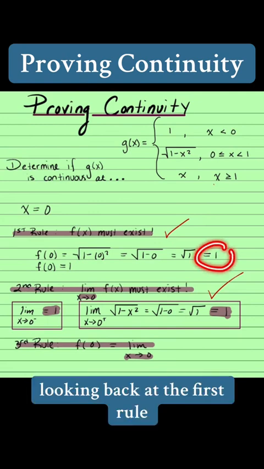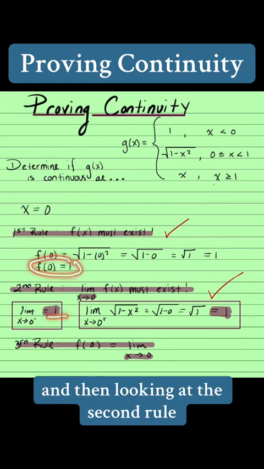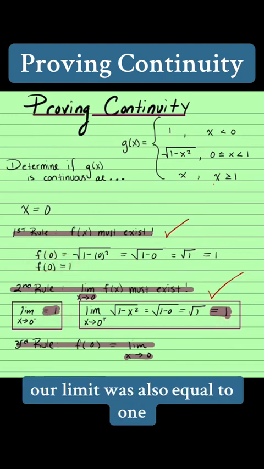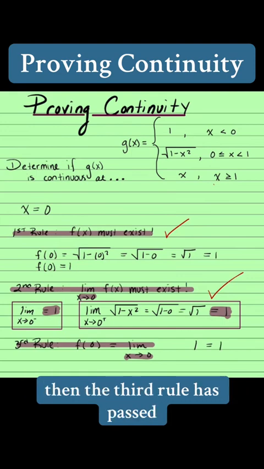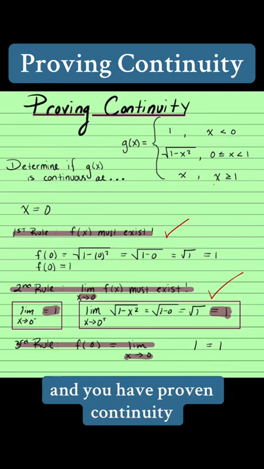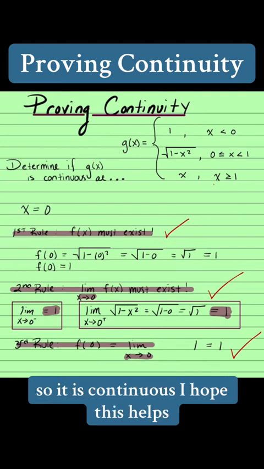Looking back at the first rule, f of 0 was equal to 1. And then looking at the second rule, our limit was also equal to 1. So we could say 1 equals 1. Now, if that's a true statement, then the third rule has passed and you have proven continuity, just like we did here. All three rules passed, so it is continuous.